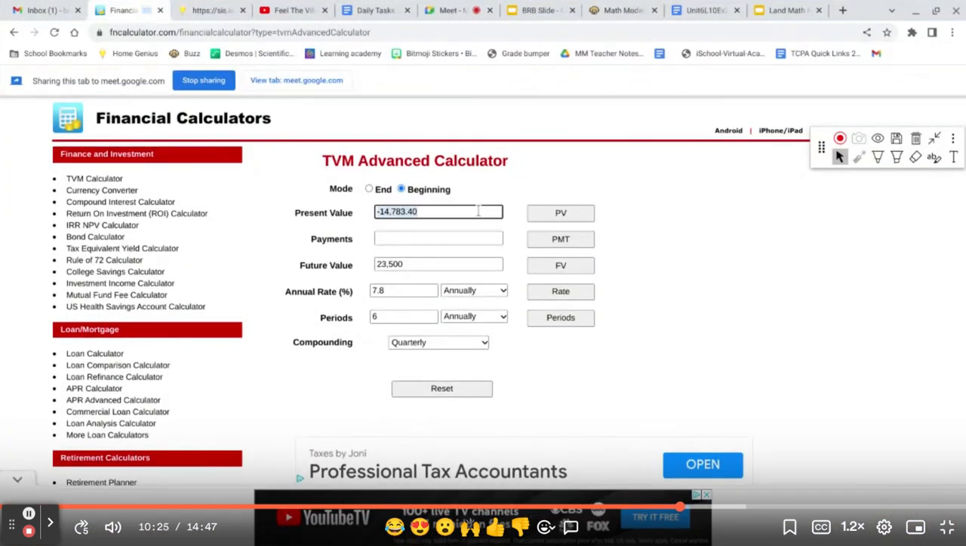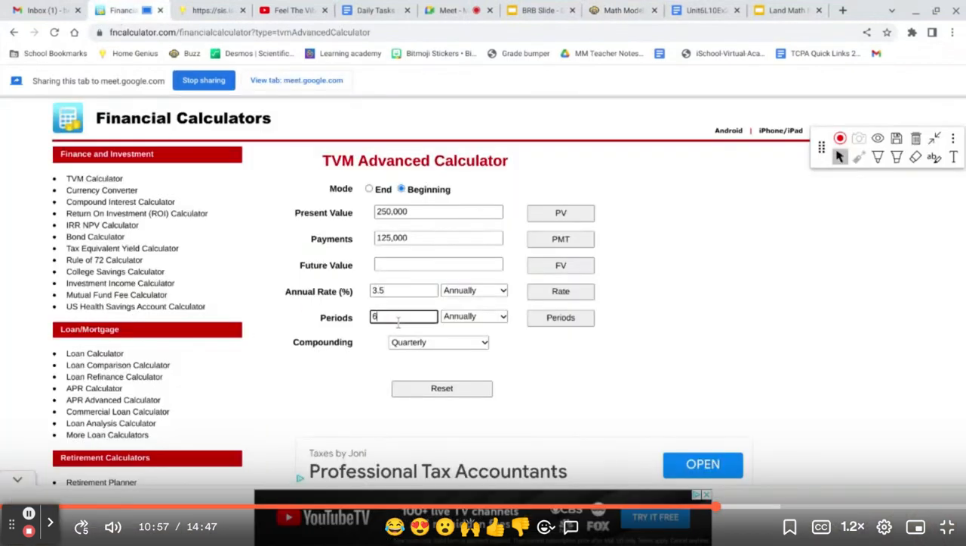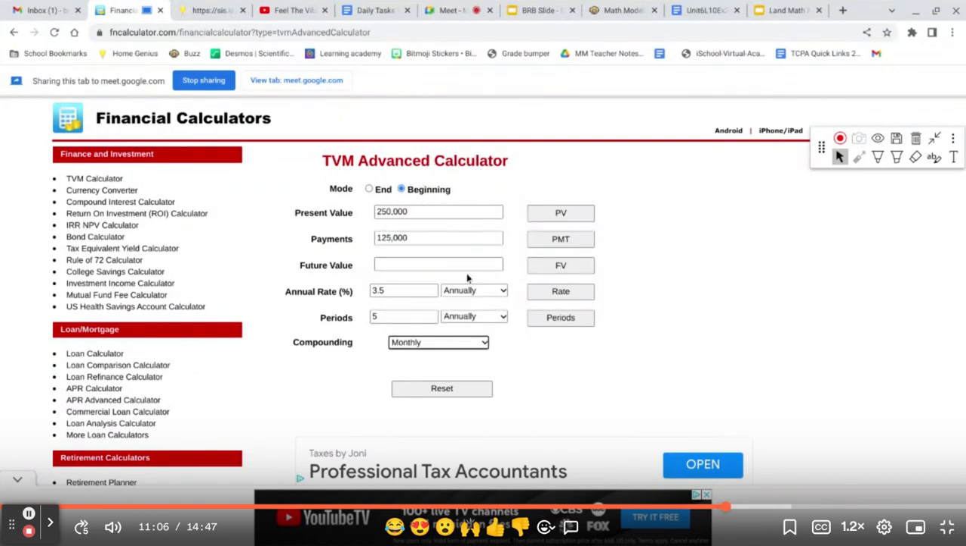Okay, present value is $250,000. That's how much he started with. Payments, that's here. They said his payments were going to be $125,000 a year. Remember, we're doing things annually. The future value, we're not sure yet, so I'm going to clear that out. The interest rate here was 3.5. Of course, that stays annually. The period is the amount of time, which I don't recall. Let me pop back over. It was 5 years. So the period here was 5 years annually, and it was going to be compounded monthly. So let's change that to monthly, and we're looking for the future value.